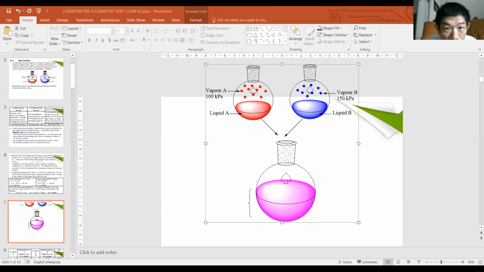So now, eventually, all of them will be vaporized to become vapor A and vapor B, isn't it? Wait, oh, I didn't share screen. Okay, sorry. You all didn't see this screen, right?